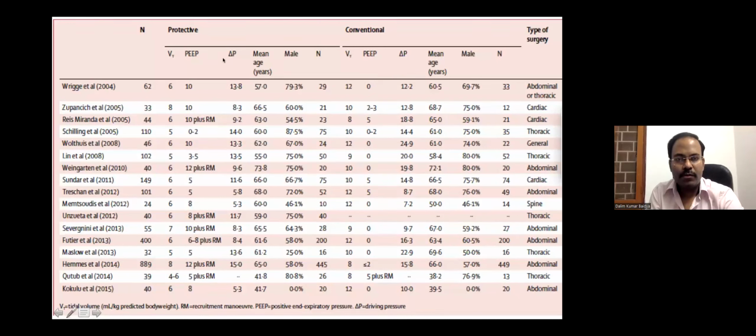So now what is the driving pressure? In the protective ventilation groups of all these studies, the driving pressure was in the range of around 10, like 12, 13, or 14 maximum. Whereas in the conventional groups, you will see quite high driving pressure reported from some studies, like 18, 24, 20, 19, 22, 16, 15. And there are a variety of studies, mainly abdominal, thoracic, and cardiac.